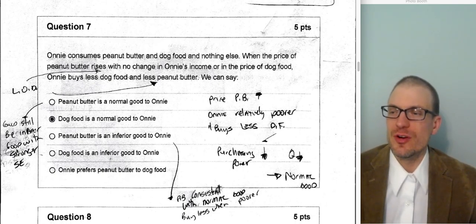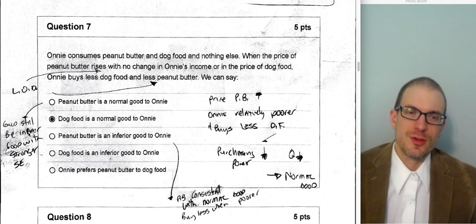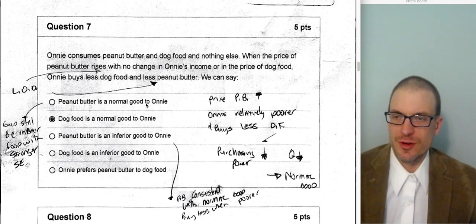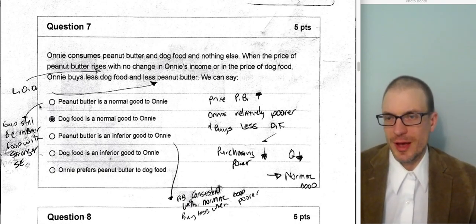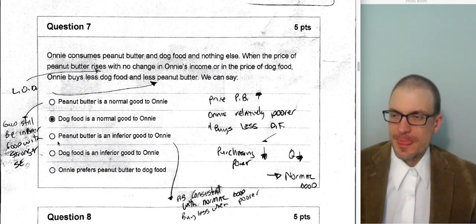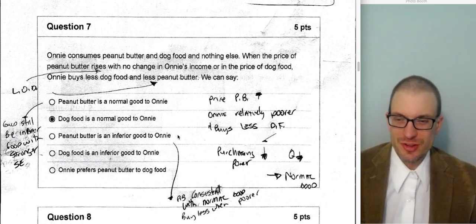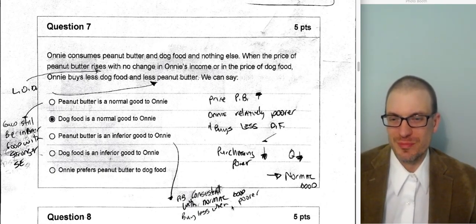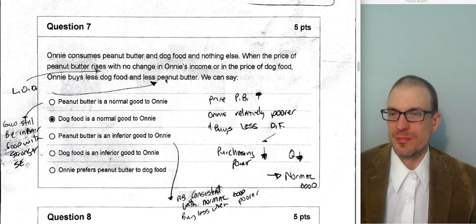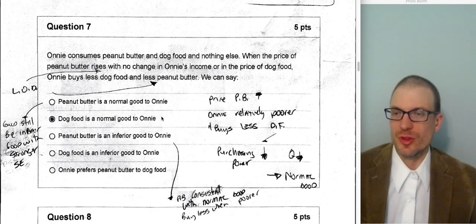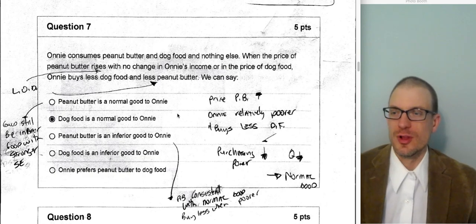However, it could still be an inferior good with a stronger substitution effect, right? So peanut butter could be an inferior good to Ani, and Ani still buys less because of the stronger substitution effect. What about this: peanut butter is an inferior good to Ani? Well, peanut butter's dynamics are actually more consistent with it being a normal good, buying less when poorer. We'd actually need Ani to be buying more peanut butter when becoming relatively poor, and that didn't happen. And so the rest of them just really aren't that great an answer. The only one that we can say without additional structure and additional assumptions is that dog food is a normal good to Ani. We're told exactly these dynamics, and so that's this one.